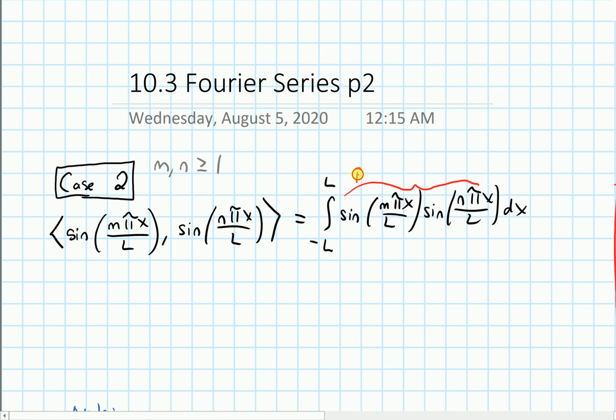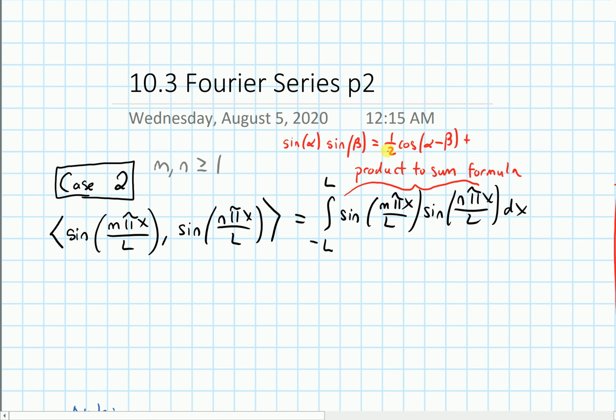So I'm going to use what's called a product to sum identity, product to sum formula. And the formula is that if you take sine of an angle alpha times sine of another angle beta, this will end up equaling 1/2 times sine of alpha minus beta plus... so I think actually this should be a cosine.